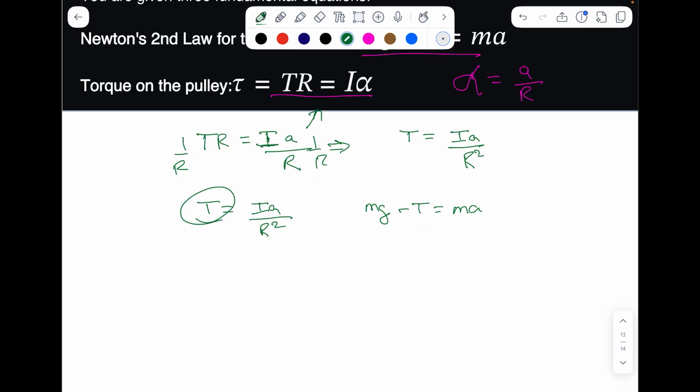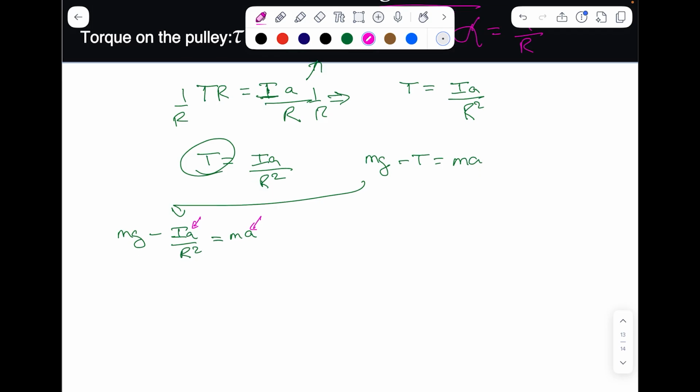And I've got a T right here, right? So mg minus IA, so I can just rewrite this. I'm going to go down here. I can say mg minus IA over R squared is equal to MA. Now I've got A, if you look at it, I've got A here and I've got A here.